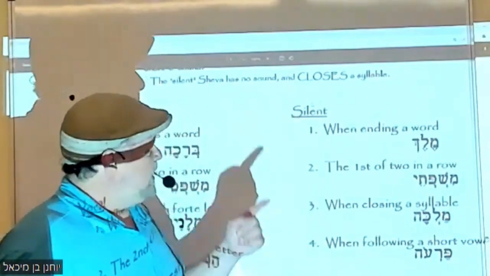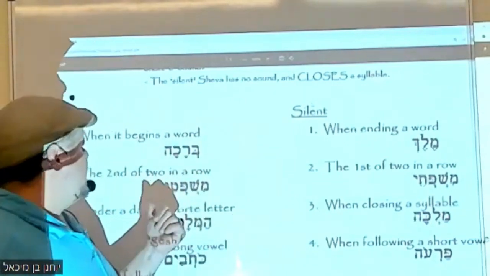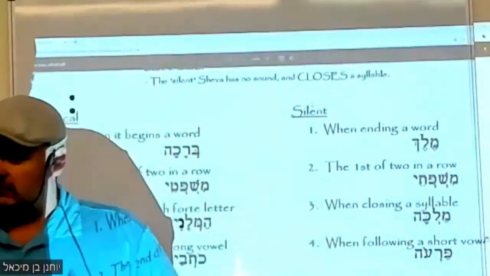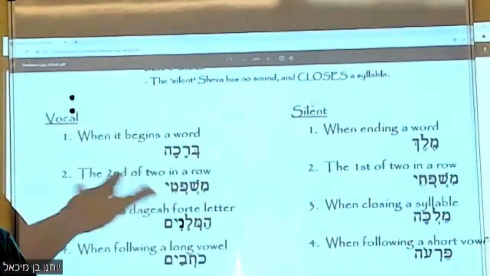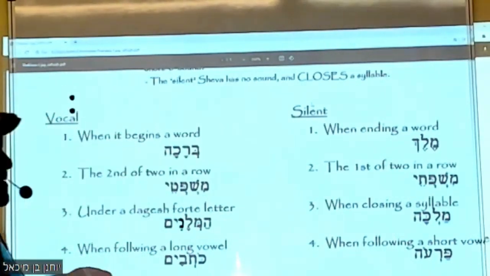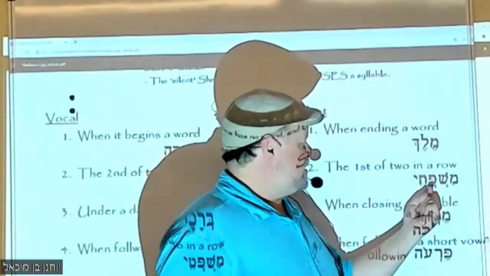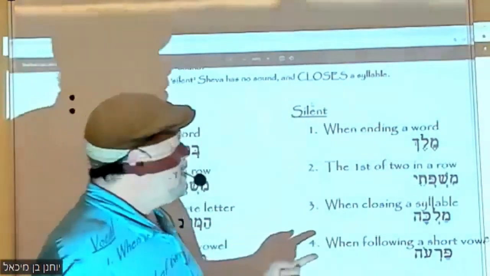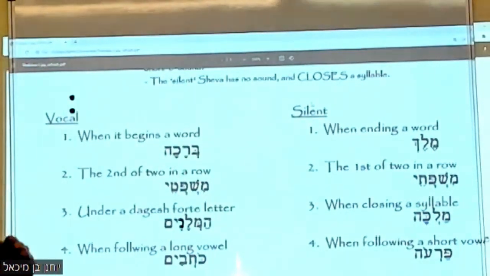So, when it ends a word, all right? So, as we spoke of right here, when it's the second of two, it's vocal, but when it's the first of two in a row, silent. Now, I use the same word here because why use two different words? You know what I'm saying? We see here where we stopped under the sheen, and then we had a vocal one under this peh. So the first one in a set of two is always silent. So when it closes a syllable, okay? When it closes a syllable.